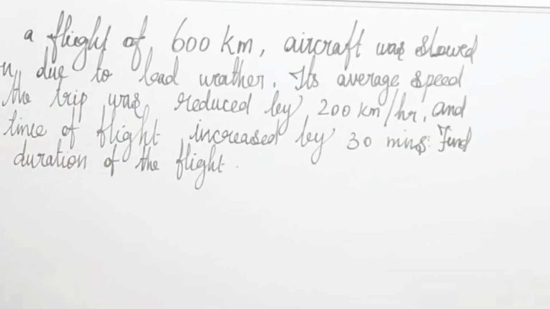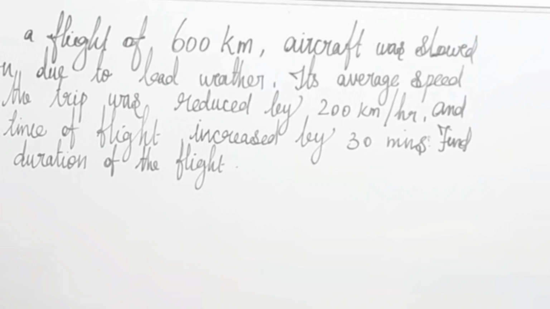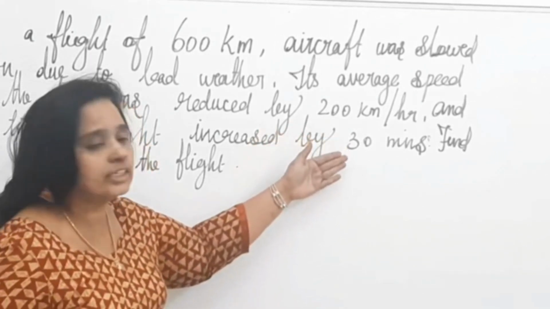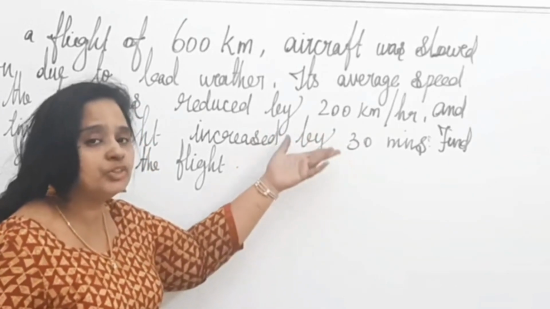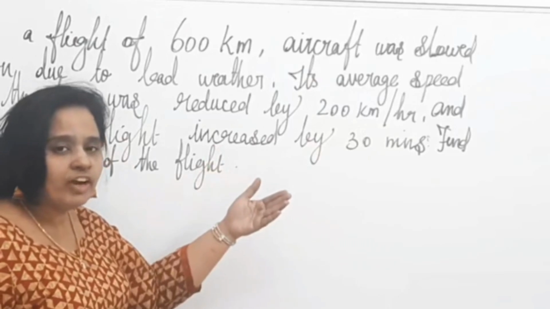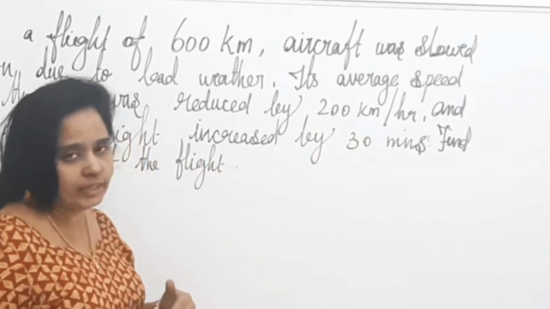In this question, on a flight of 600 km, the aircraft was slowed down due to bad weather. Its average speed for the trip was reduced by 200 km per hour and the time of the flight increased by 30 minutes. Find the duration of the flight. Children, we are talking about kilometers per hour, that's why I am converting minutes into hours. That becomes half an hour. If it were 45 minutes or 40 minutes, you have to convert accordingly.